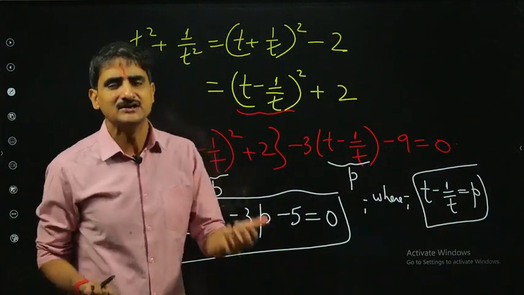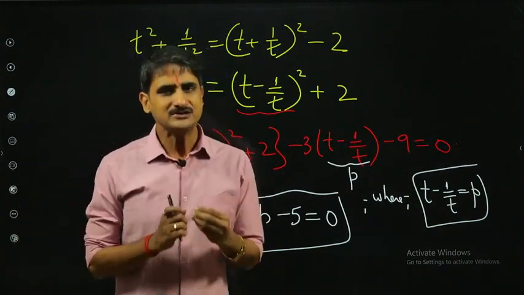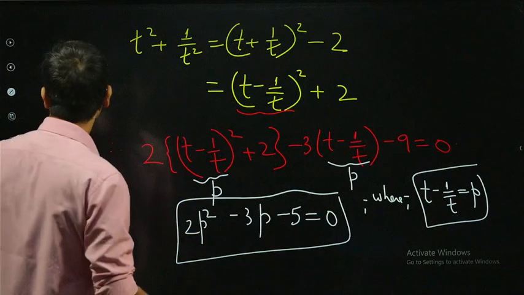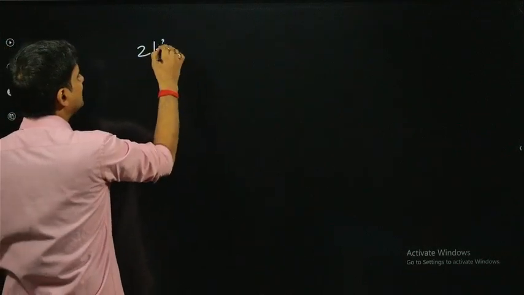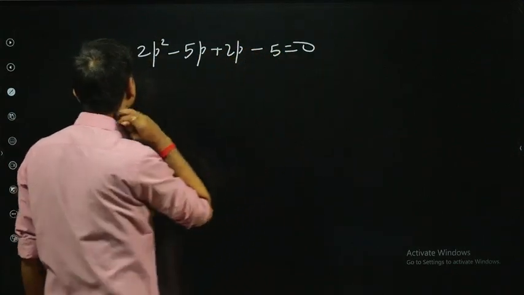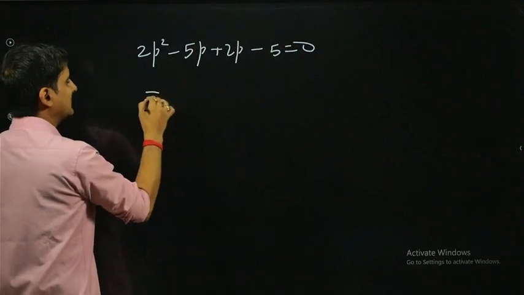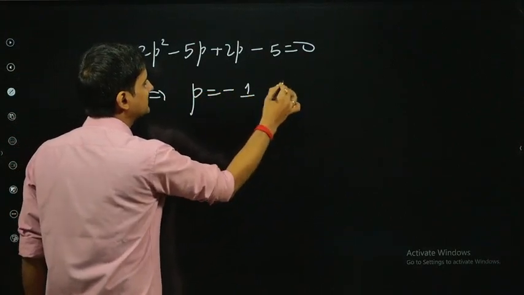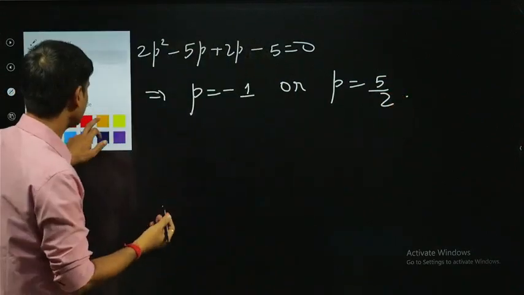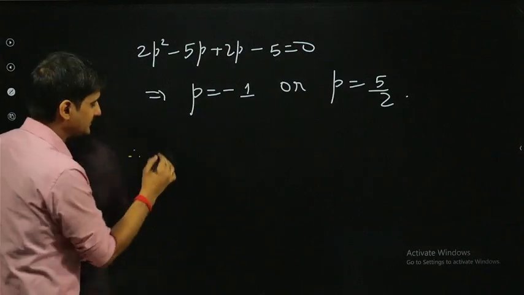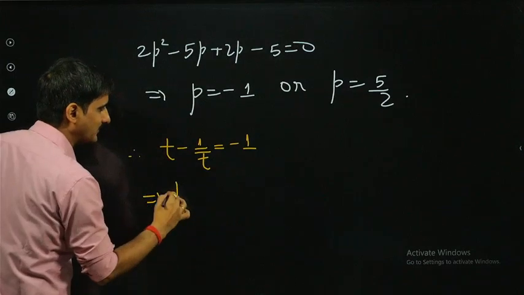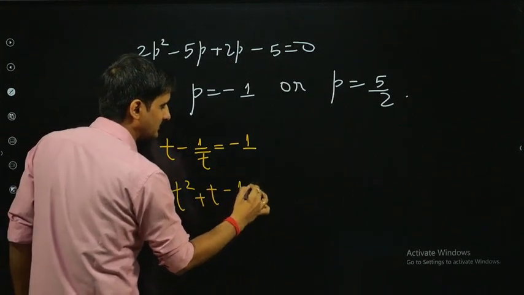Once you get a quadratic, be sure that we are going to get the answer. Now, is it factorizable? Yeah, it's factorizable. So 2p square minus 5p plus 2p minus 5 equal to 0. So p common plus 1. So we can write here that p is either minus 1 or p is equal to 5 by 2. But what is p? So therefore p, t minus 1 by t, is equal to minus 1. So that gives us a quadratic t square plus t minus 1 equal to 0.